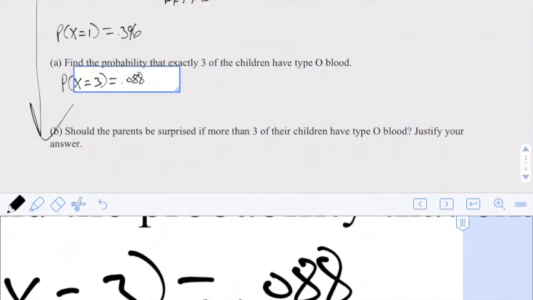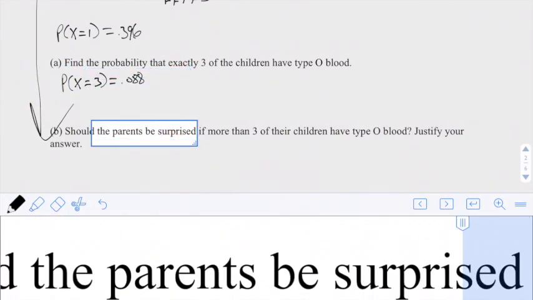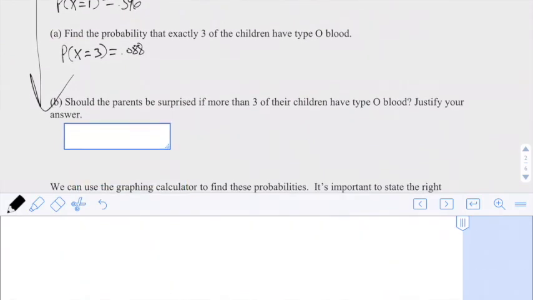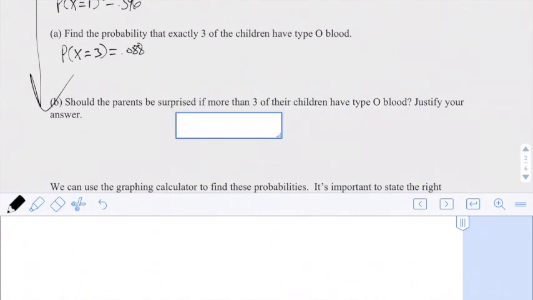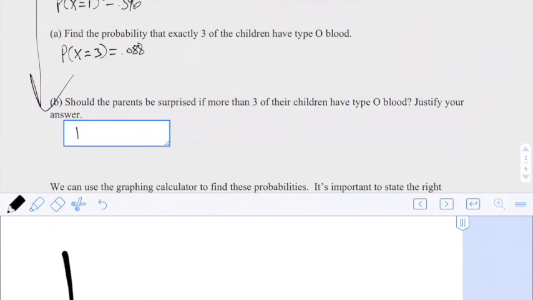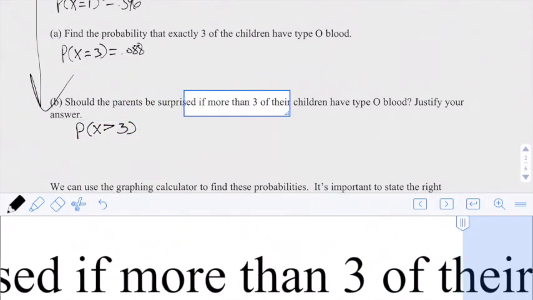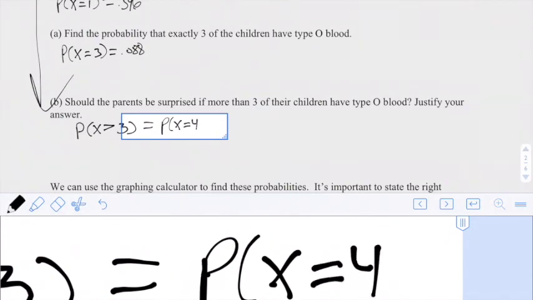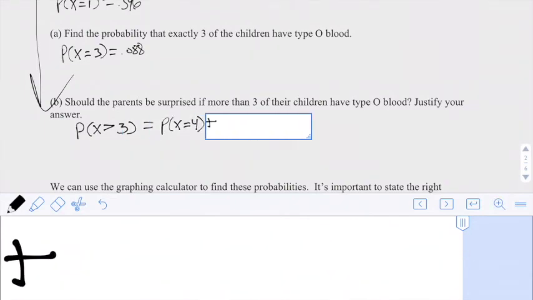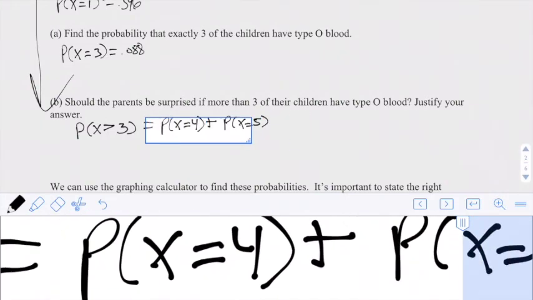Okay, if we say those three things, the distribution, the parameters, and the probability statement in our answer, so four things really. Should the parents be surprised if more than 3 of their children have type O blood? This would be a little different. This probability statement would be x greater than 3, more than 3. So this is the probability x equals 4 plus the probability x equals 5. So we could do that.